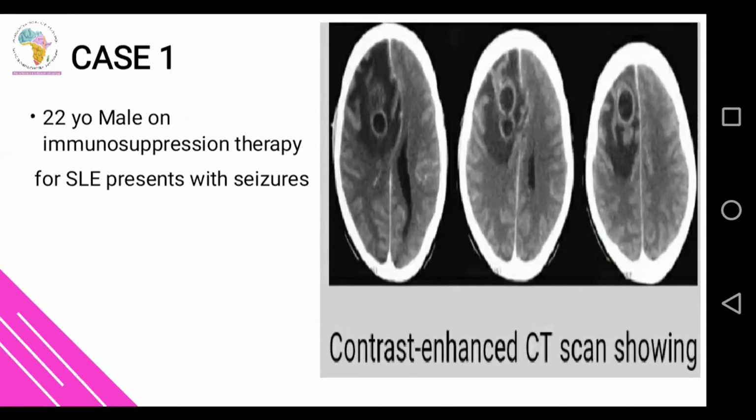And for this case one, at least I would like that someone should identify. So this case one, here you have a 22-year-old male who is on immunosuppression therapy for systemic lupus erythematosus, and he presents with seizures. So this is a contrast enhanced CT scan which was done. So this is the lesion presented here. I don't know if one of the panelists can help us interpret and attempt to tell us what is presented on the scan.